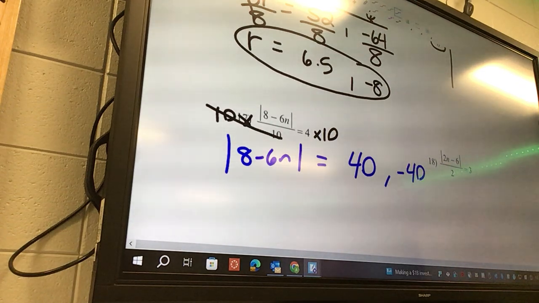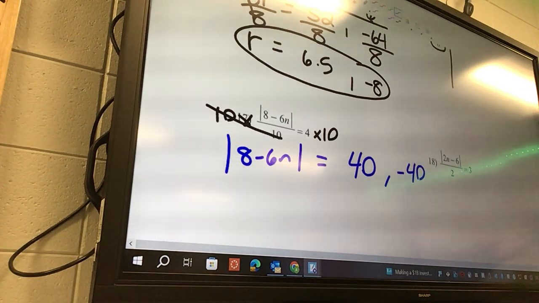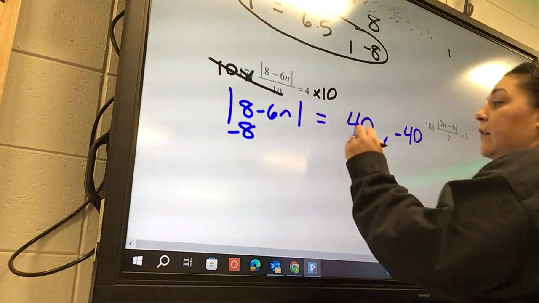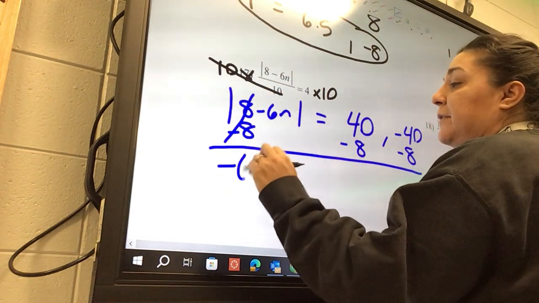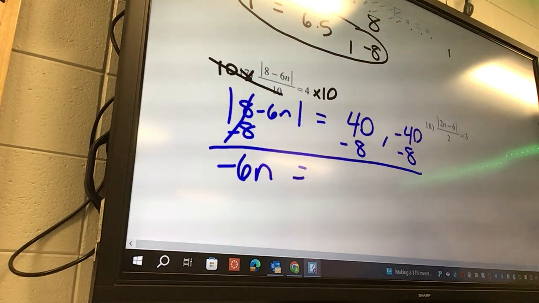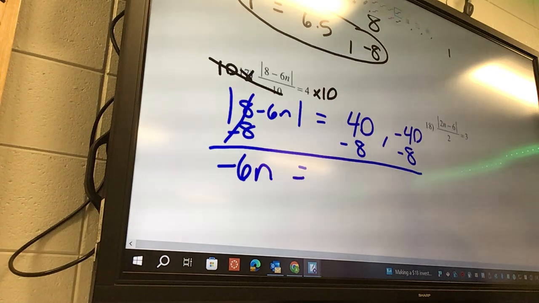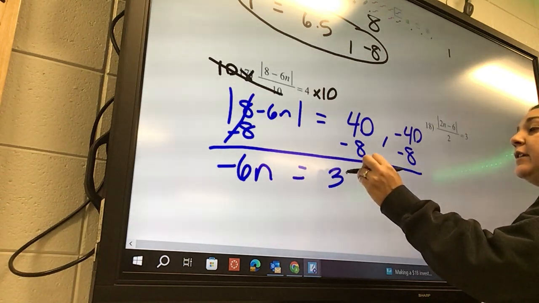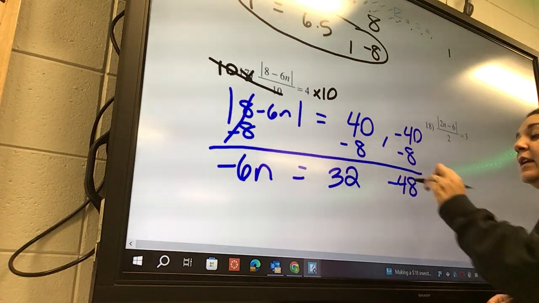Now if we're looking at it, who needs moved first? The 8. So we're going to say minus 8, minus 8, minus 8. So I get negative 6n equals 40 minus 8. 32. Negative 40 minus 8. Negative 48.